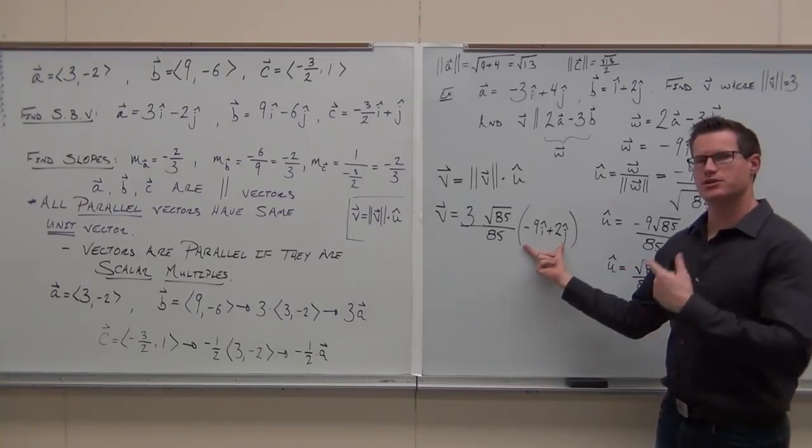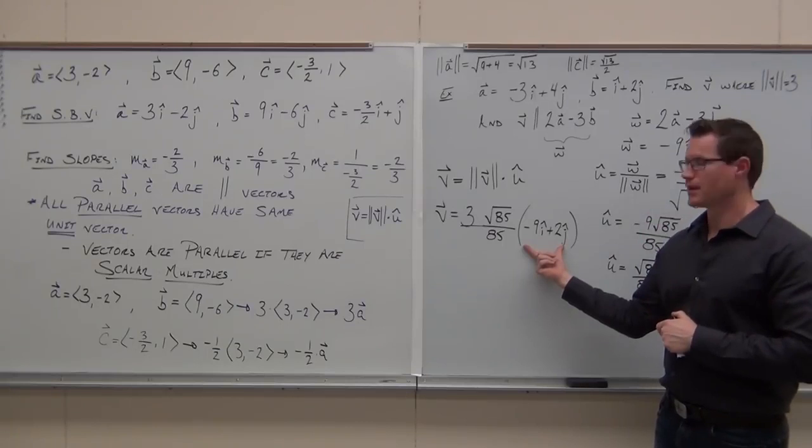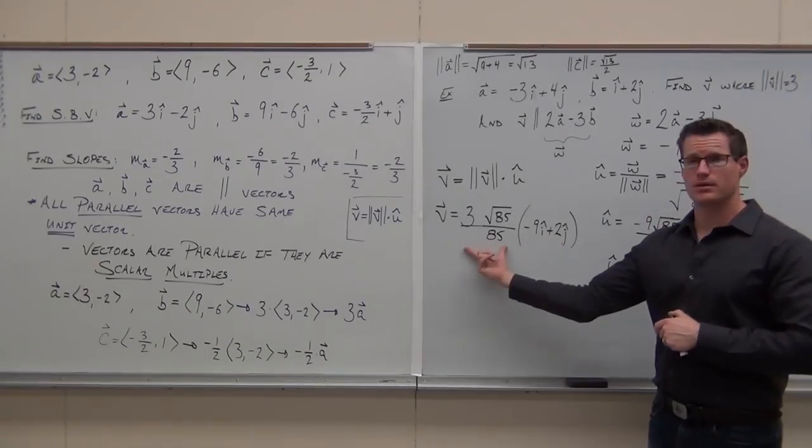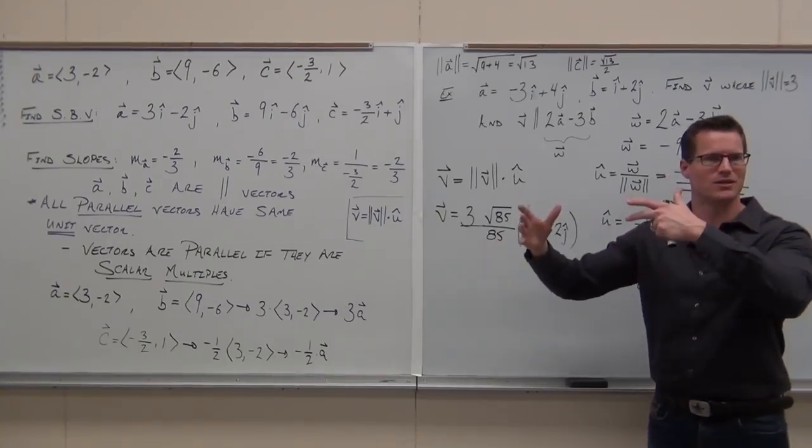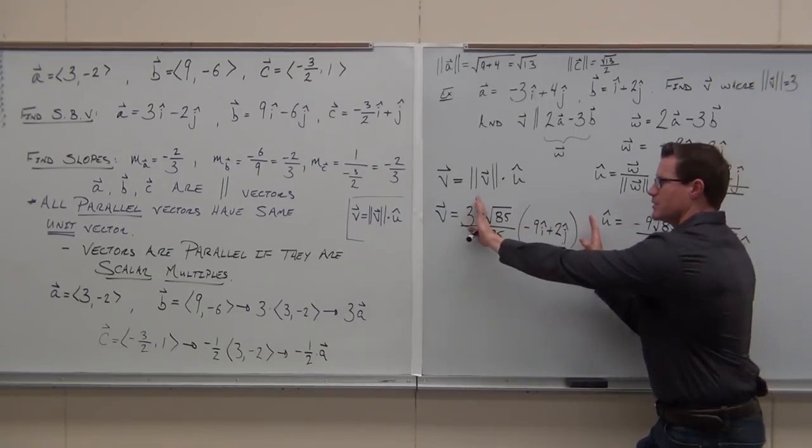Come on, everybody. What vector did you find? What vector is this? W. Is this a number? It's a nasty one, but that's a scalar. A scalar times a vector gives you a parallel vector. This just happens to be a unit vector.